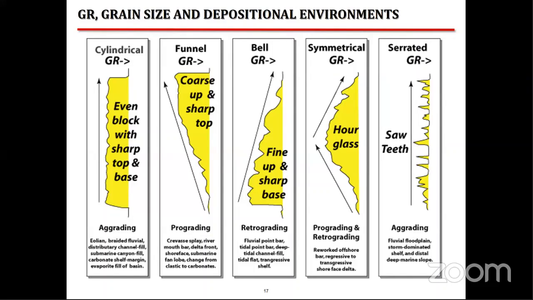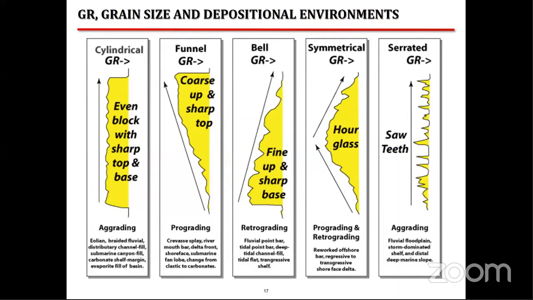and the transgressive shelf. The hourglass or symmetrical gamma ray trend implies alternating pulses of transgression and regression, as is typical of a shore face delta. Finally, the serrated or saw-teeth gamma ray trend gives us aggrading environments such as fluvial floodplains and deep marine slopes.